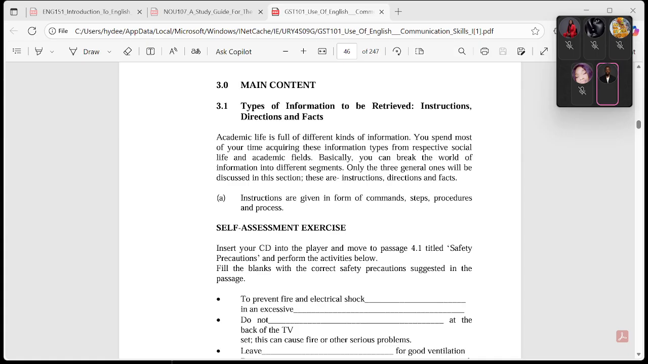And then the third one is important, essential for safety and performing tasks correctly. So things like safety precautions and assembly steps. What this is saying is that these are just types of information that can be retrieved, types of information that you as a student can know, notice, and retrieve.